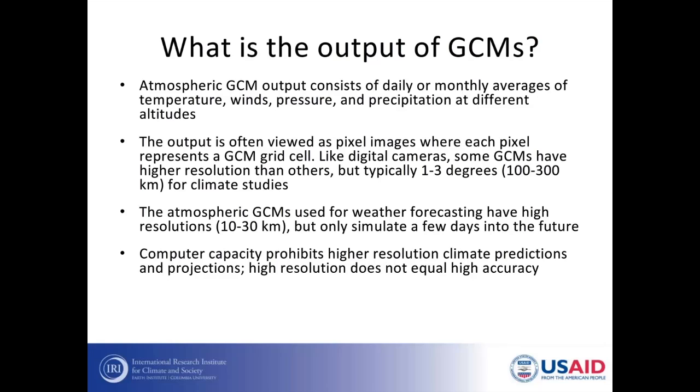Atmospheric GCMs used for weather forecasting have higher resolution, such as 10 to 30 kilometers, but they only simulate a few days into the future. Computer capacity prohibits high resolution climate predictions and projections for the moment, and a high resolution does not necessarily equal higher accuracy.